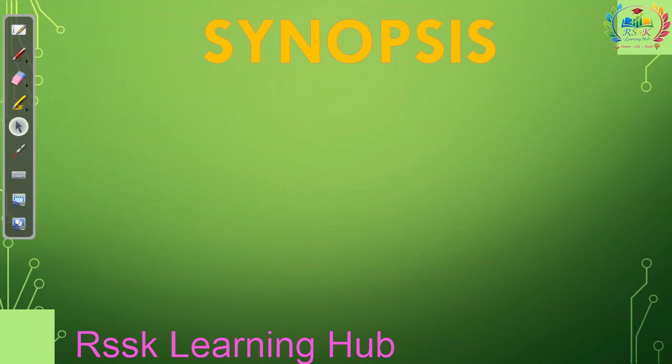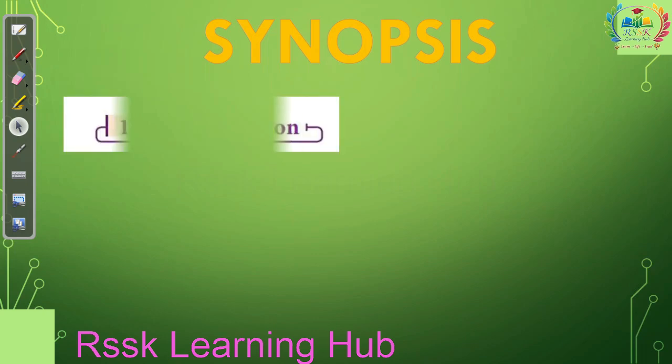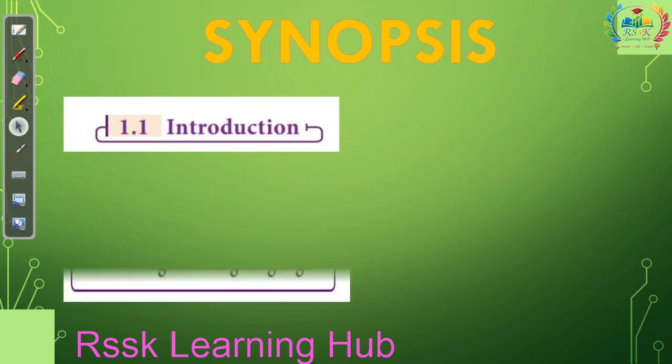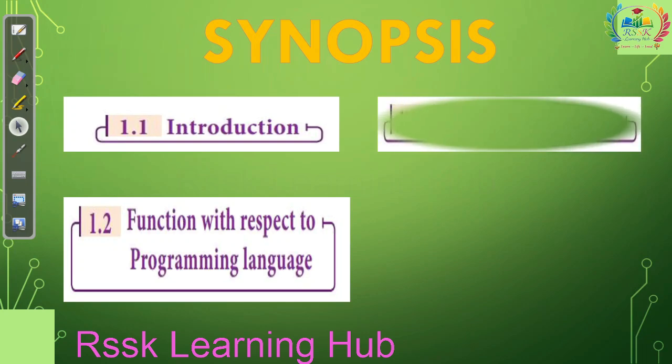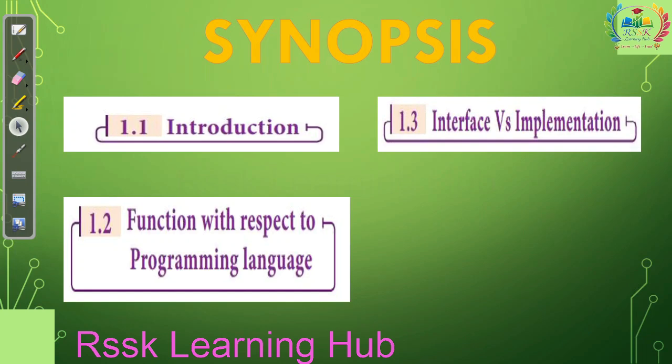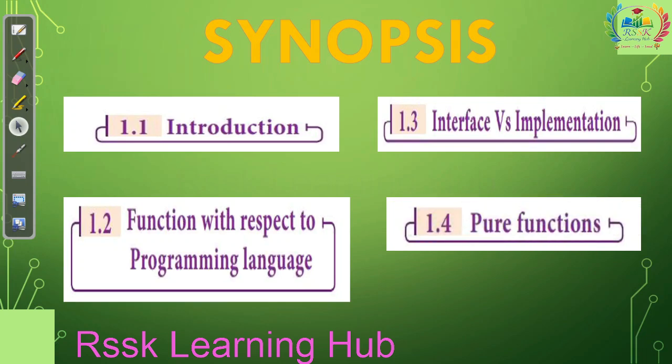Coming to the synopsis of your first chapter, you have 4 main categories in your book. First one is the introduction part. Second one is function with respect to your programming language. Based on the language you are going to study, you will learn the way and usage of functions. Then interface versus implementation. The last one is pure function.